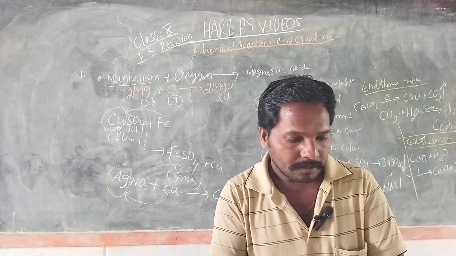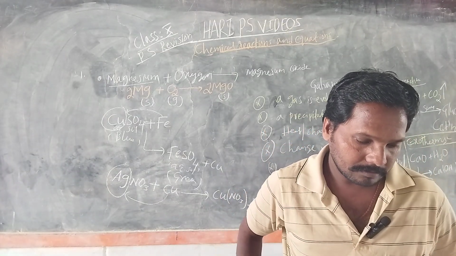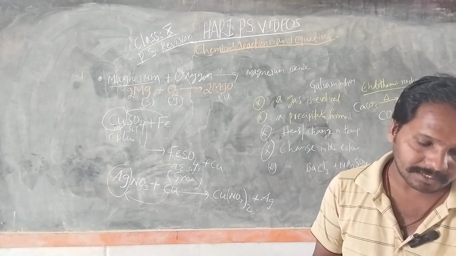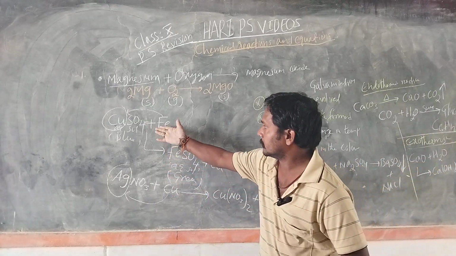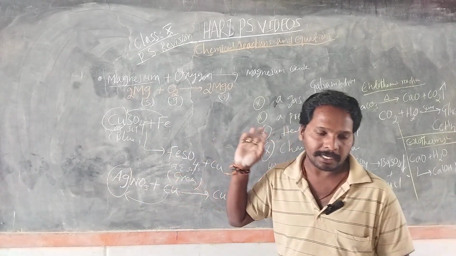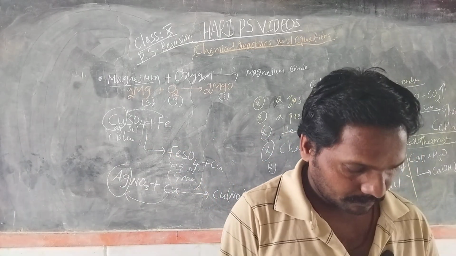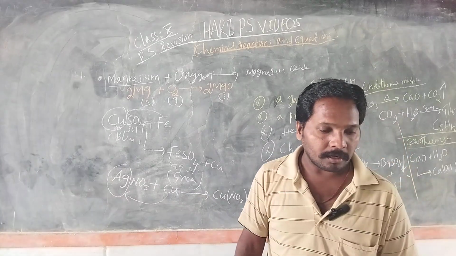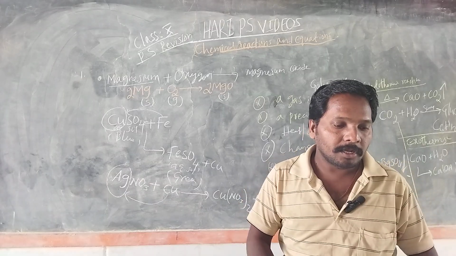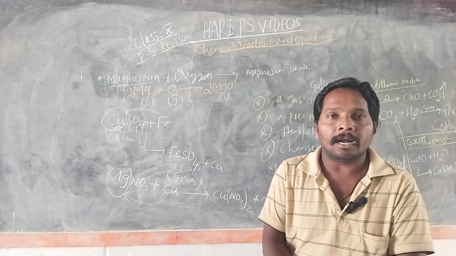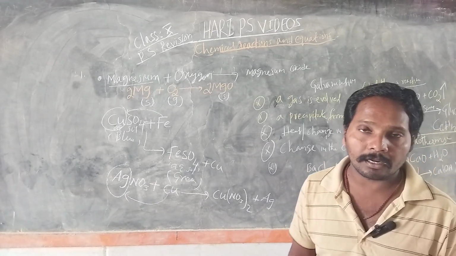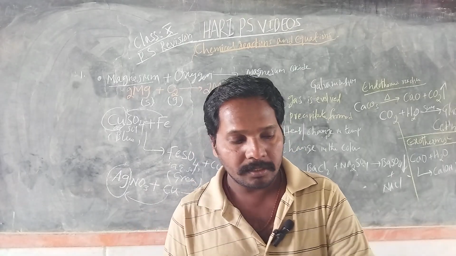Next. What type of reaction occurs when an iron nail is placed in copper sulfate solution? Displacement reaction occurs. Change in color of copper sulfate solution takes place. So these are all question answers. What is the new substance formed during a chemical reaction? That new substance is called product or yield.